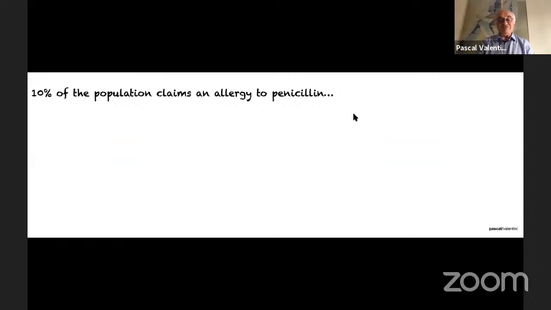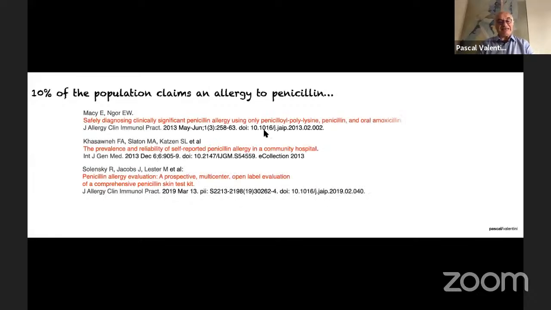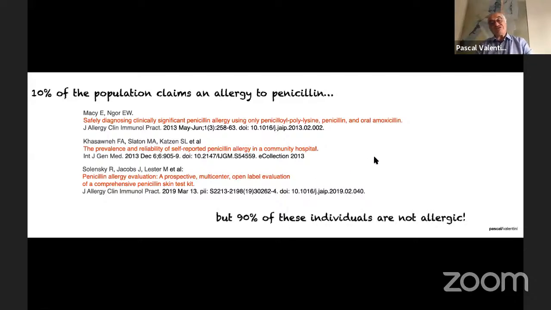But we don't have to believe those patients. We have to ask them to undergo a test in order to detect the real allergy to penicillin. For this, we have many tests available. And when we're using those tests, we will see that 90% of the patients claiming they are allergic to penicillin are not allergic. That means that the percent of patients really allergic to penicillin is very low. So for those patients, what should we use?